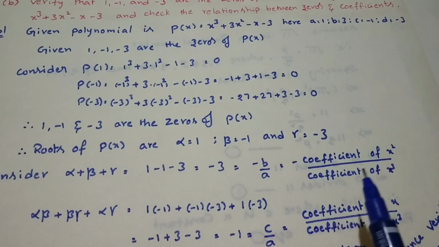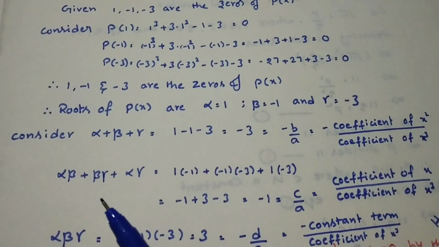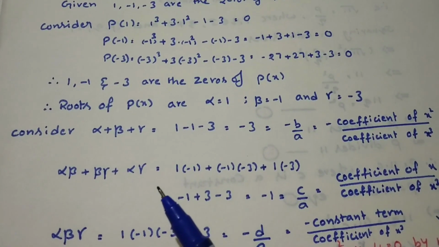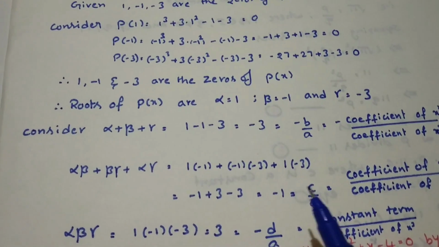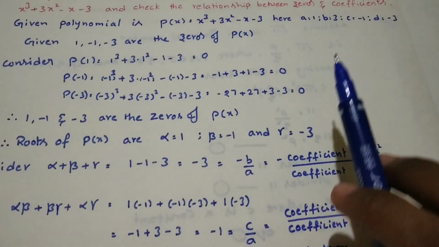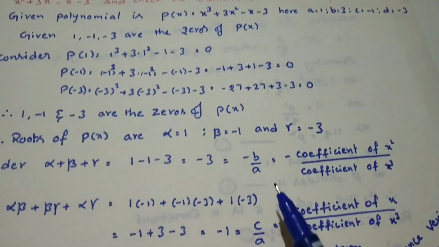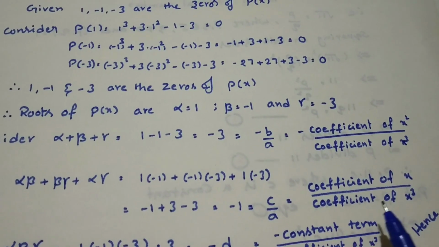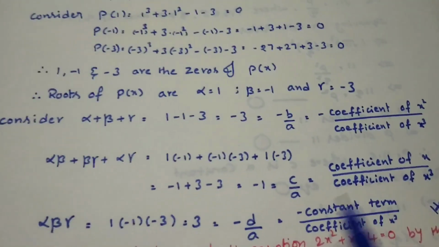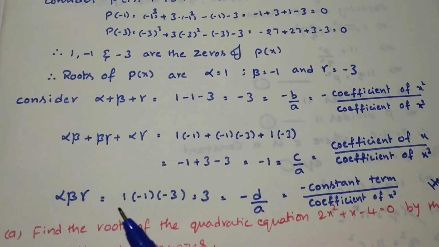That is equal to minus coefficient of x square by coefficient of x cube. Now alpha beta plus beta gamma plus alpha gamma. Substituting alpha, beta, gamma values, you are going to get minus 1, which is equal to c by a. What is c here? Minus 1. A is 1. Minus 1 by 1 is nothing but minus 1. The same value, so c by a is equal to coefficient of x by coefficient of x cube. Last, product of the roots, alpha into beta into gamma, that is equal to, substitute the values.